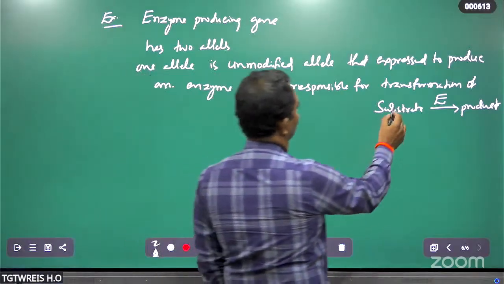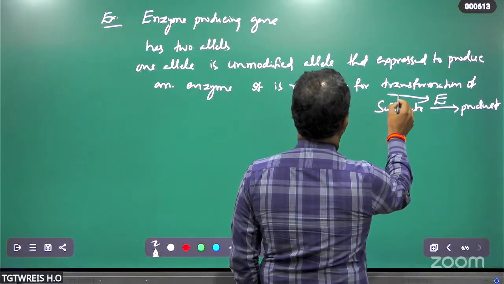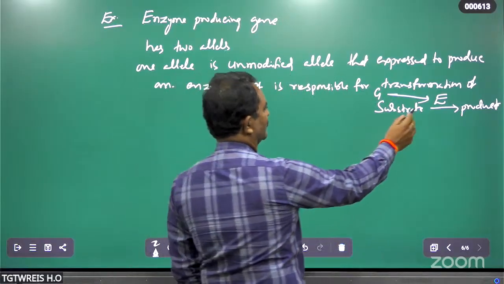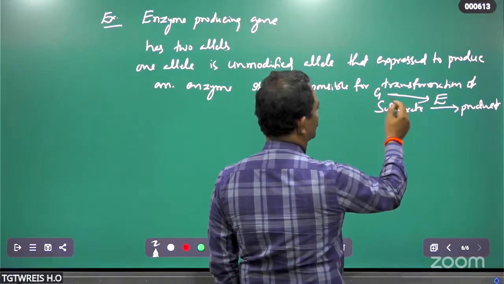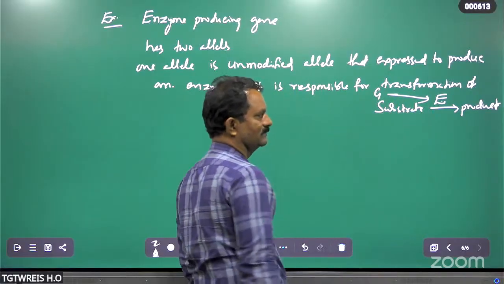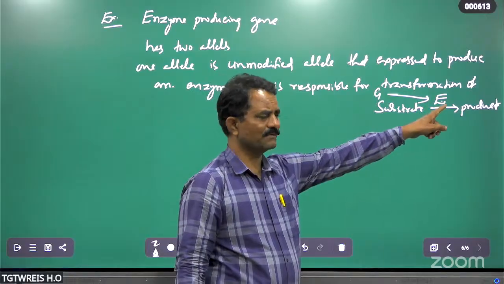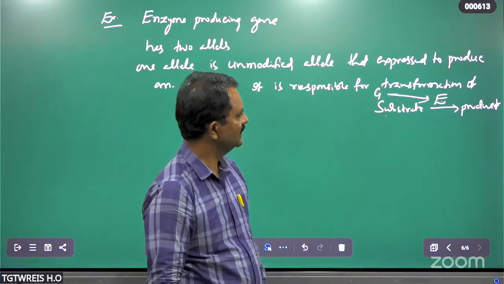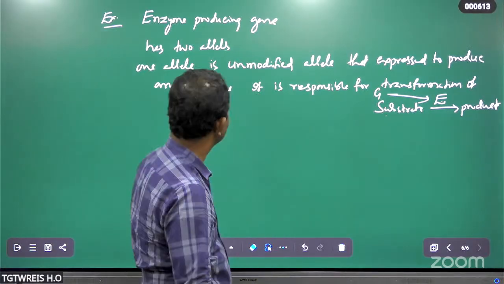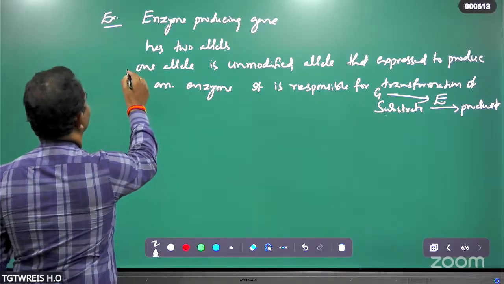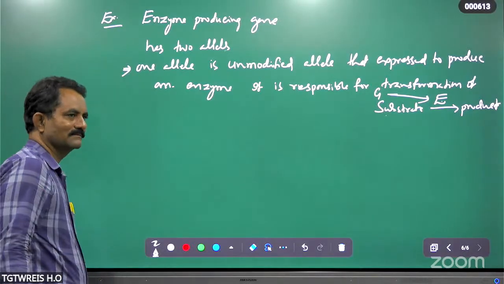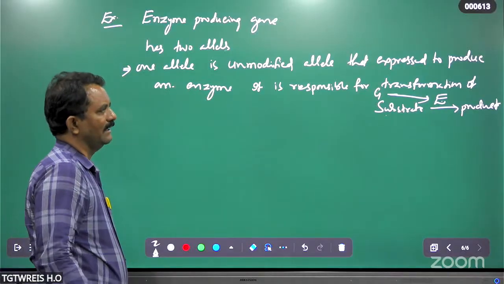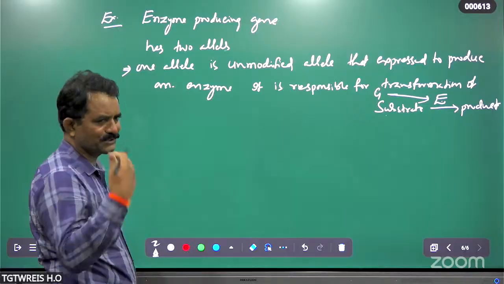So enzyme is produced by a gene. It is the phenotype, it is the genotype. Genotype and phenotype. That is, the enzyme is the phenotype that transforms the substrate into product. Right. It is unmodified allele. What is unmodified allele? Unmodified allele can produce an enzyme that transforms the substrate into product.